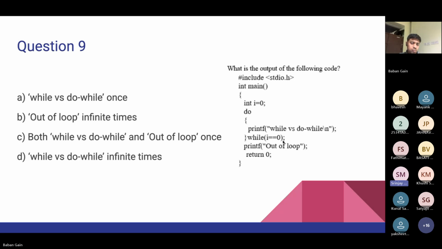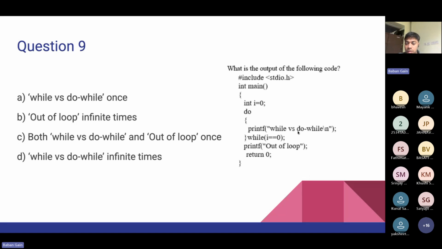While versus do while, forever it will print. Okay. Why is that? Because at first it will execute the do part. It prints "while versus do while" with a newline, and there is no change in the value of i. So we go to the condition while i equals 0, which is true, then again it will print. Again the condition is satisfied, it will print again. Like this, it will continue forever. Right, you are absolutely right here.